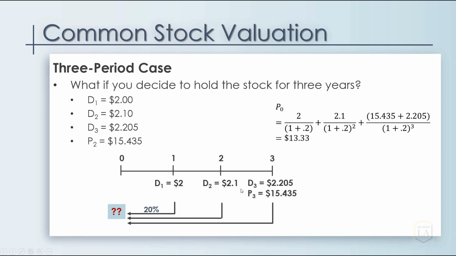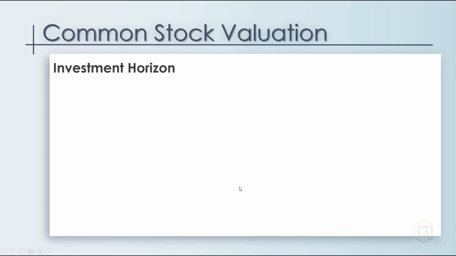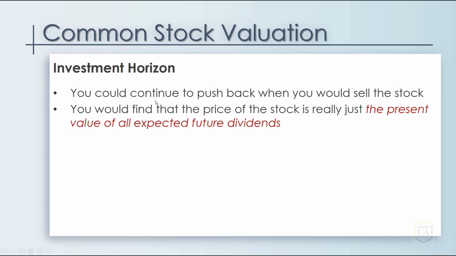So what if we were pushing back the time that you're selling the stock? Then what it means is you're just pushing it back until infinity. So meaning that you're not selling it at all. Then the price of the stock is just the present value of all expected future dividends, okay? So you're not selling it. So there's not going to be any sales price. It's just going to be the sum of all the dividends to be paid out forever.